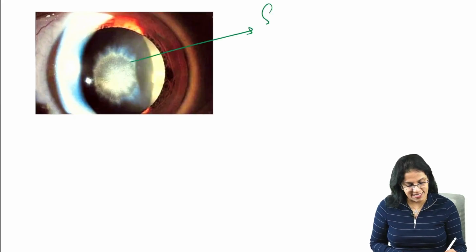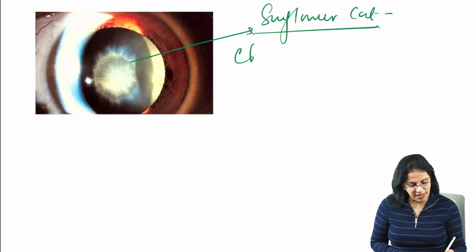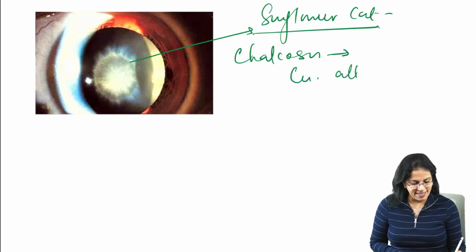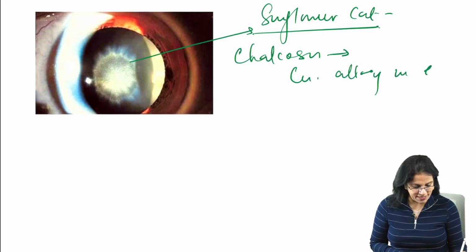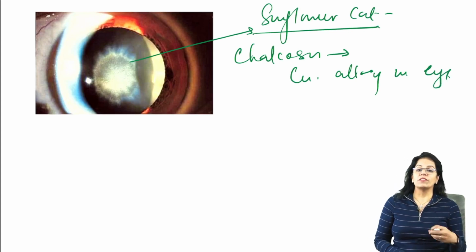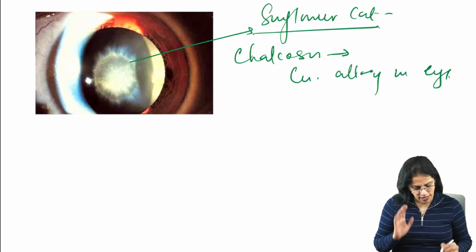What is this? This is sunflower cataract. We know sunflower cataract is mainly a feature of chalcosis. What is chalcosis? Copper alloy in eye, right? Copper in eye is chalcosis or copper alloy in eye, whatever you say. Pure copper actually causes phthisis bulbi. What is phthisis bulbi? Blind shrunken eye. Okay, let's not complicate it.